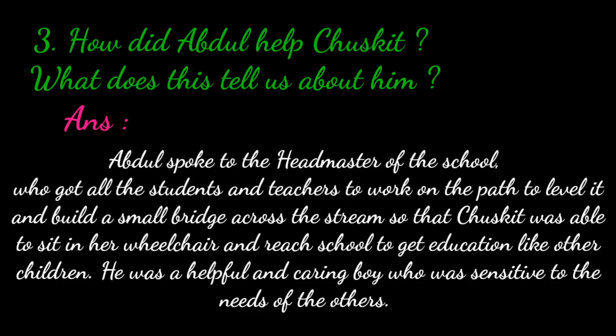Now, the third question. How did Abdul help Chuskit? What does this tell us about him? The answer is, Abdul spoke to the headmaster of the school who got all the students and teachers to work on the path to level it and build a small bridge across the stream so that Chuskit was able to sit in her wheelchair and reach school to get education like other children. He was a helpful and caring boy who was sensitive to the needs of the others.